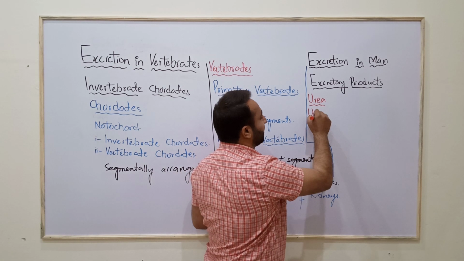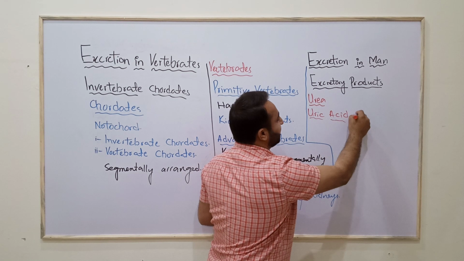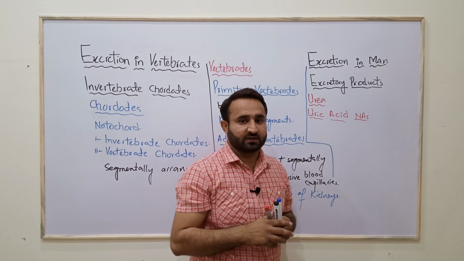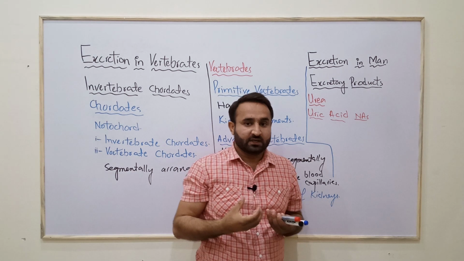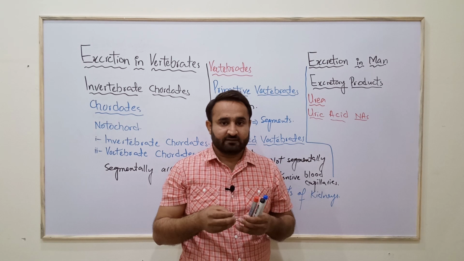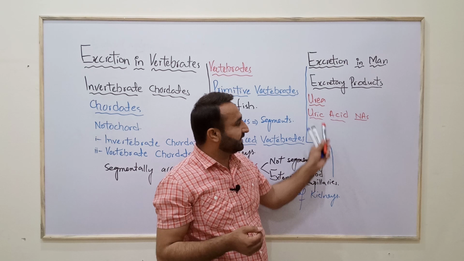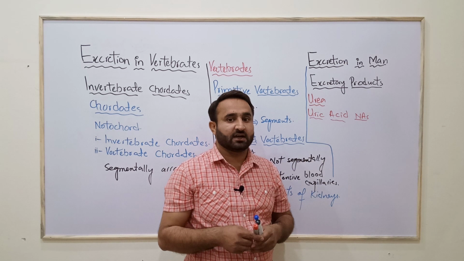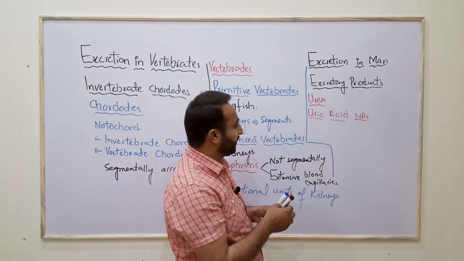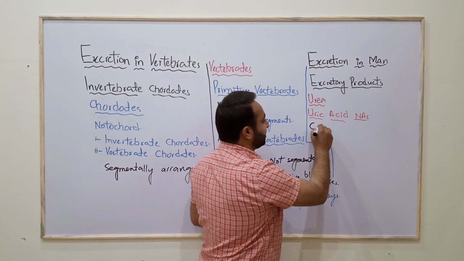The second one is uric acid. In humans, nucleic acids are present in the foods we eat. For example, when we eat something, that thing includes DNAs as well as RNAs. When DNAs and RNAs break down, they create uric acid, which is again an excretory product or a waste product in human beings.